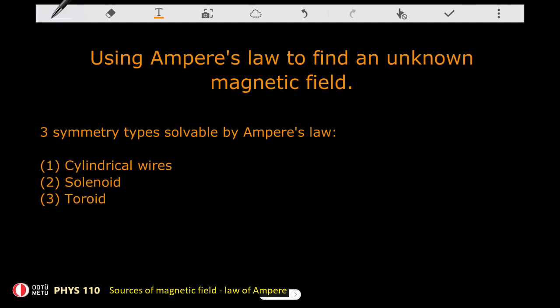Now we are going to see a number of problems where we can compute an unknown magnetic field by using Ampere's law. Let's remember Ampere's law. There was this integral expression of the magnetic field. I have said that this integral is actually quite hard to compute in most cases, and that's equal to mu0 times some current expression.